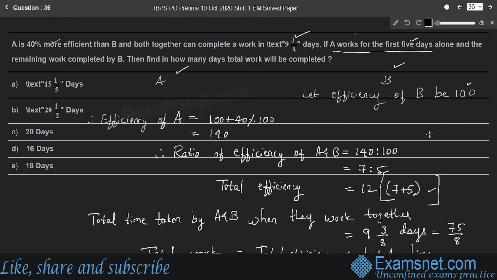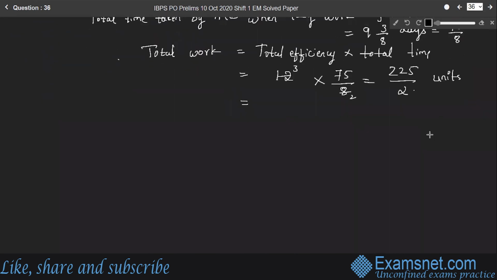Therefore, time taken by A to complete some work is 5 days, right? Therefore, work done by A. Now, work done by A in 5 days. Here time is 5 days, right? Work is equal to, again, efficiency of A into time taken by A.